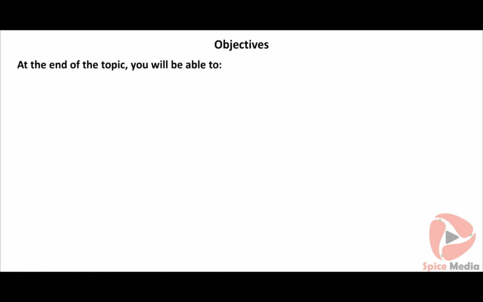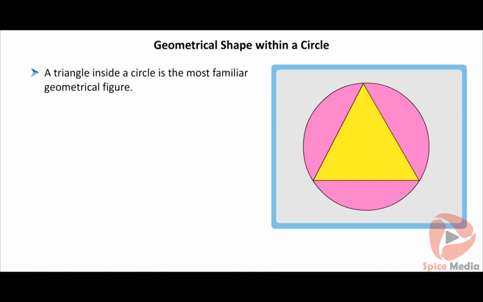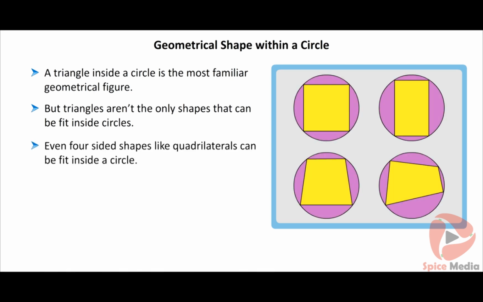Theorem 5. Equal chords of a circle are equidistant from the center. Click on the proof button to view it. Theorem 6. Let's prove the converse of the previous theorem. The chords of a circle which are equidistant from the center are equal. Click on the proof button to view it.